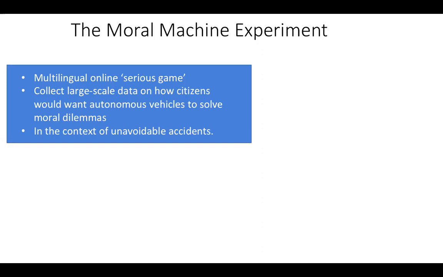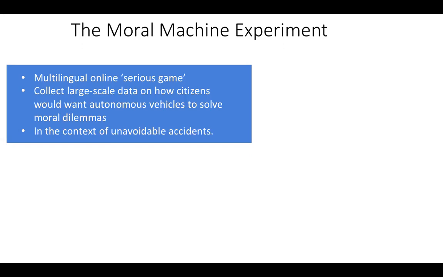So they set up a multilingual online but serious game. This game is a serious game, and the participants are recruited in such a way that they are quite serious in responding to the questions that this game needs to answer. By means of this game, they collect large-scale data on how citizens would want autonomous vehicles to solve moral dilemmas. And we will see that citizens of different parts of the world would typically want the autonomous vehicles to solve the moral dilemmas in different ways.